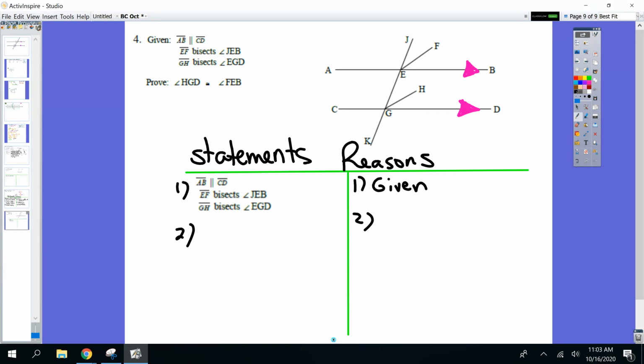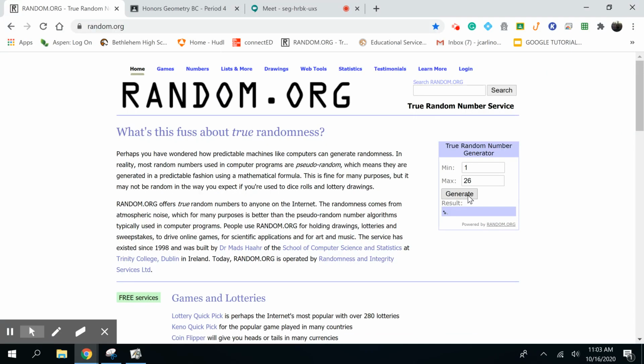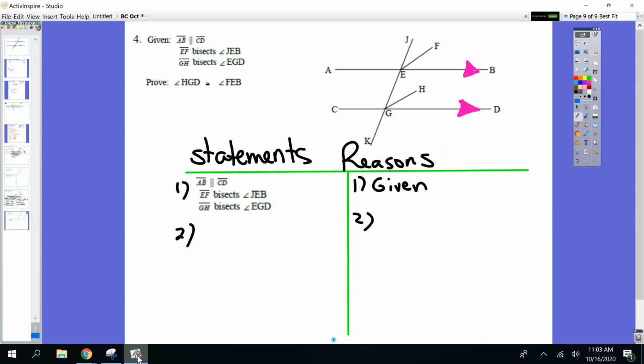But for now, before I get there, don't you usually have to tell me what you're taking half of? If you're going to use halves of equal quantities, you need to write down what's being cut in half. So somebody give me 1 angle that's being cut in half. Quincy. Angle JEB. Okay, so half of JEB: if I take half of JEB, I get JEF and I get FEB.